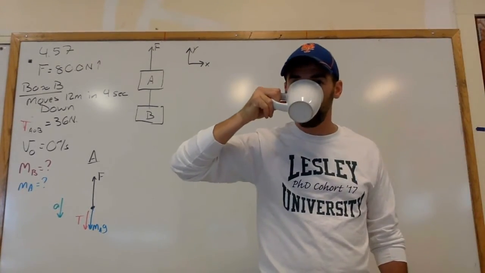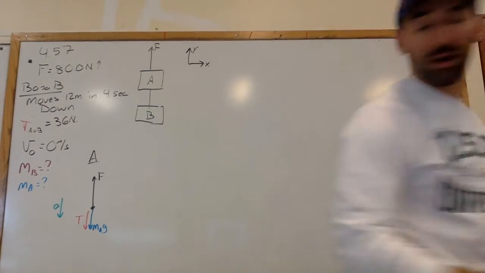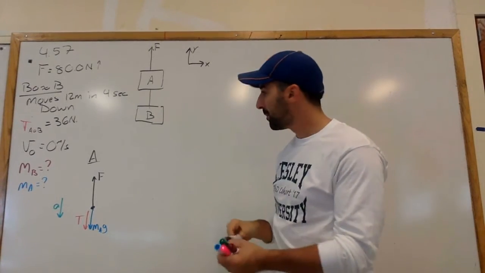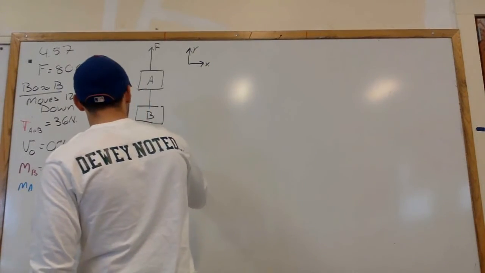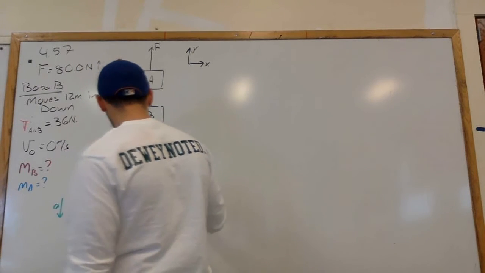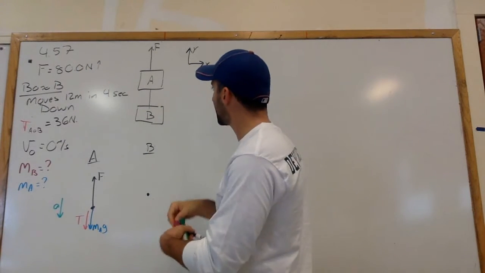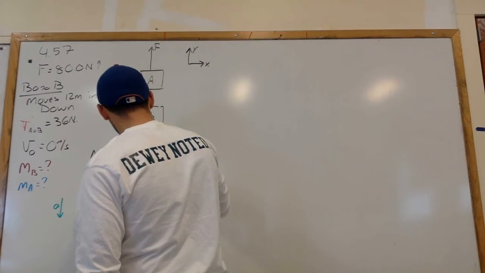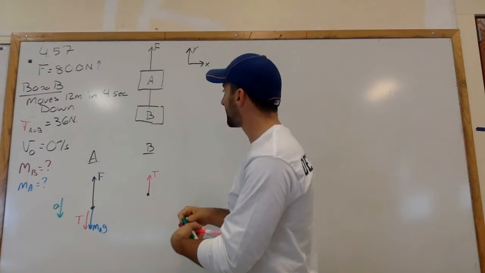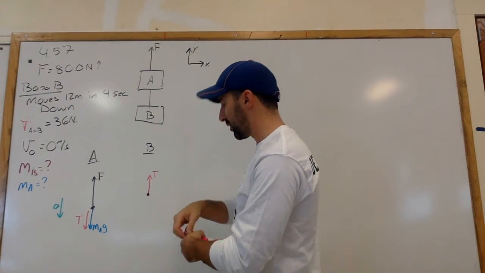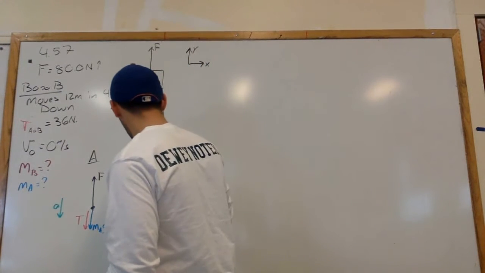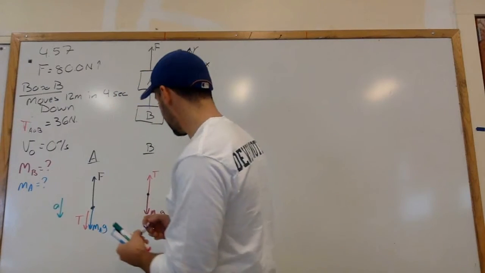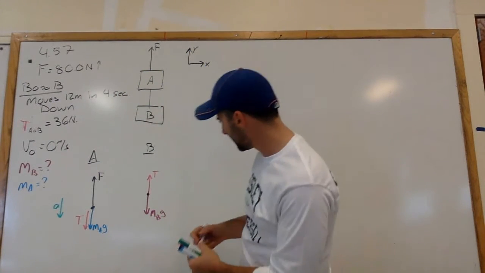Just want a glass of water. So here's my free body diagram for block A. My free body diagram for block B is much simpler. I only have two forces on this guy. I've got the rope here holding it up, which means I've got a tension, and I've got a force due to gravity, or an m times g, going down. m_B g. That's it.